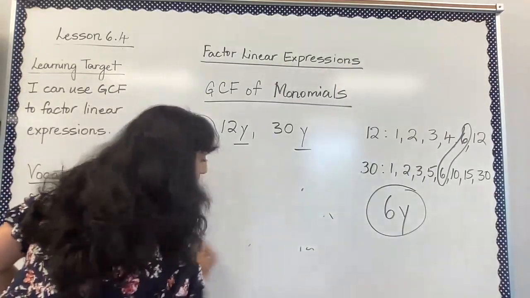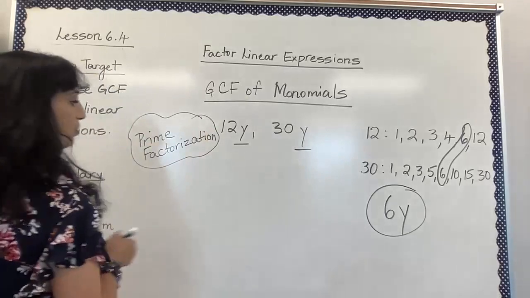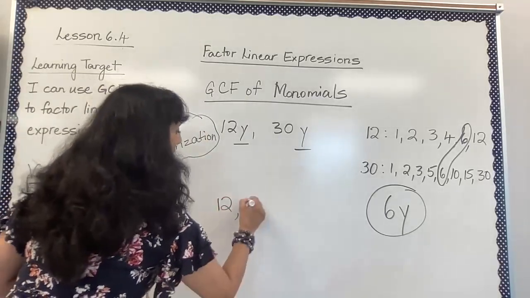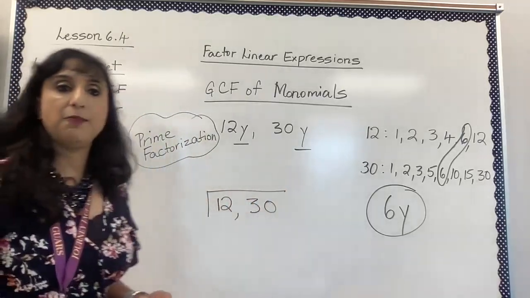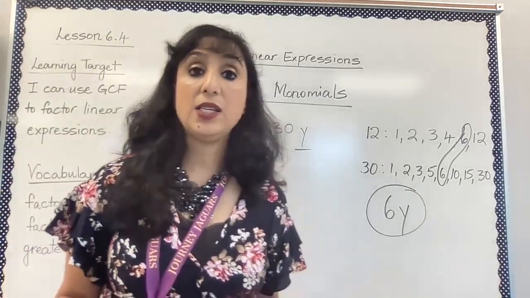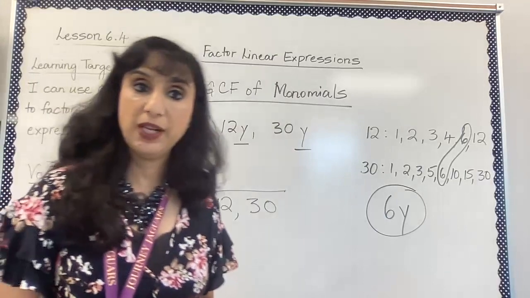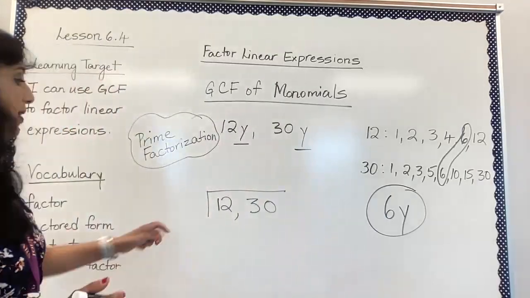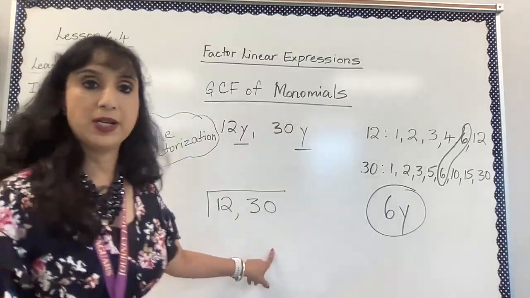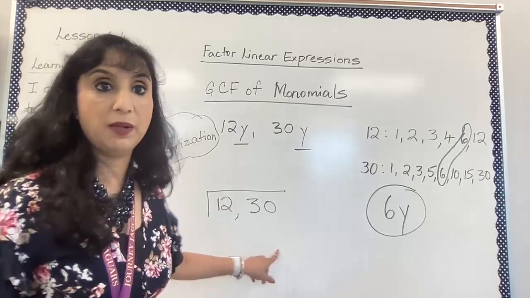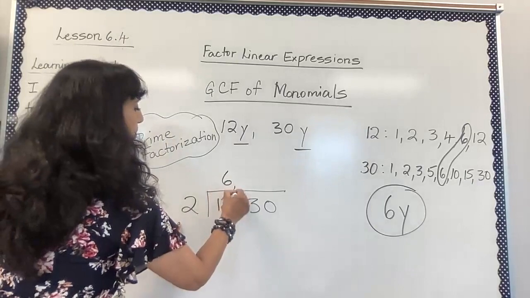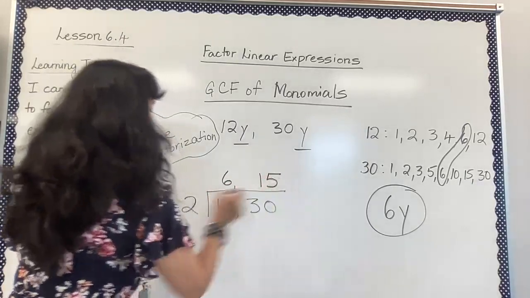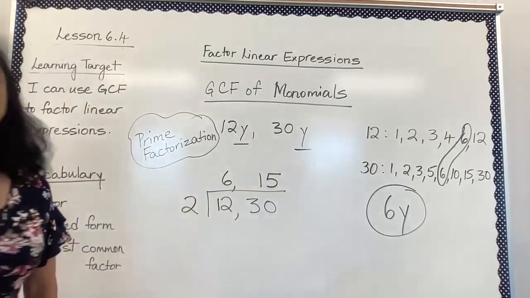So I am going to take 12 and 30, and I am going to see what are they both divisible by. Since we know our divisibility rules, and we can see that both are even numbers, we know that they are both divisible by 2. Okay, so 2 times 6 gives me 12, and 15 times 2 gives me 30.